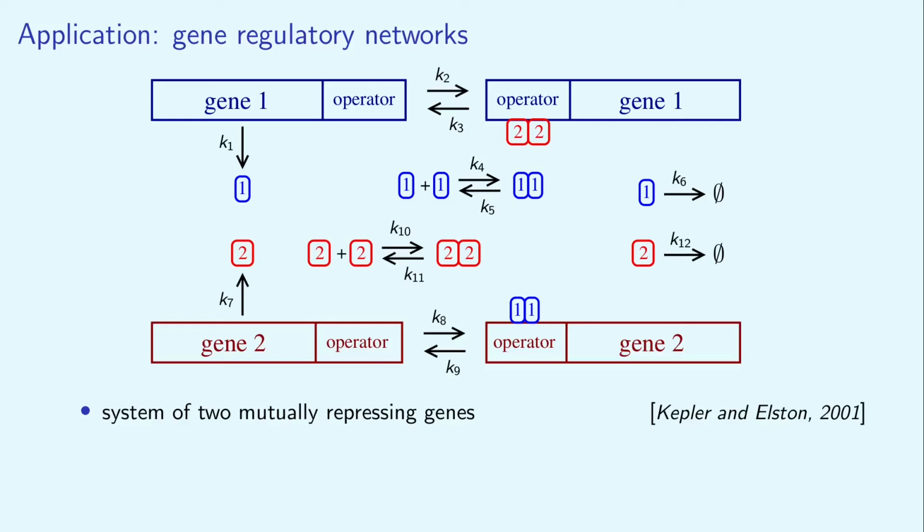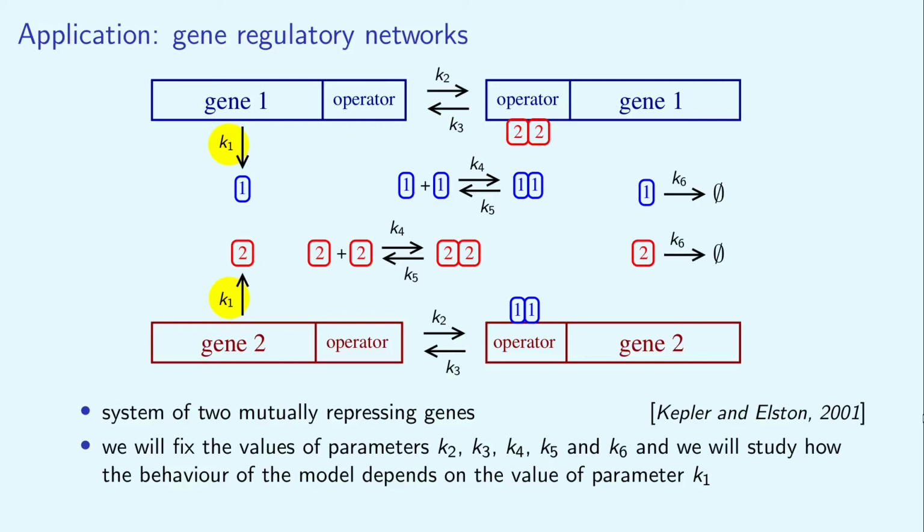To illustrate what type of behavior this model can have, I will first reduce the number of parameters from 12 to 6 by making the model symmetric. That is, I will assume that both genes are produced with the same rate, both proteins are degraded with the same rate, and so on. Therefore, this symmetric model has 6 parameters.